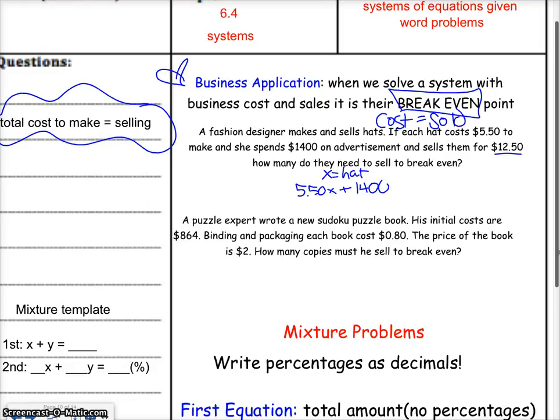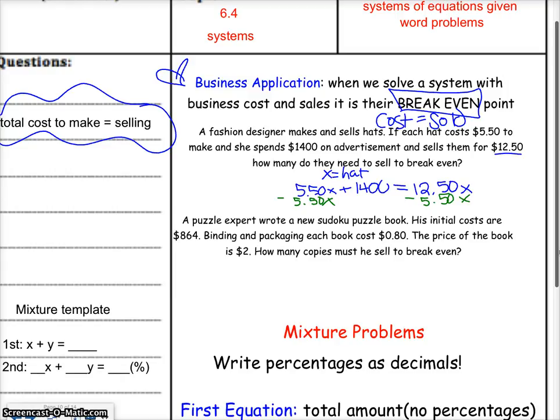That's her total cost as the business owner. She wants to break even. That means she wants it to equal the sales of her hat. So what she sells her hats for is $12.50 for each hat. And this will tell us how much she needs to sell just to pay for her cost. So we could go ahead and minus 5.50x.